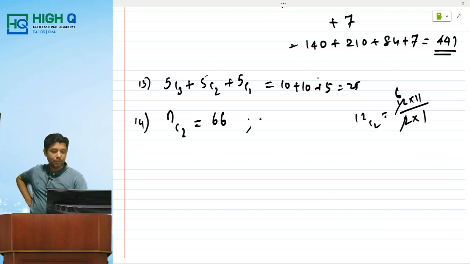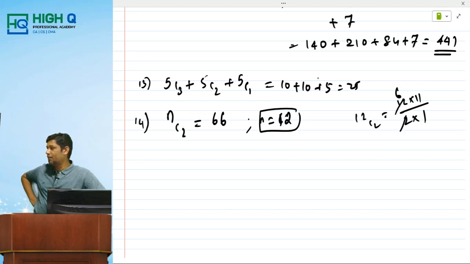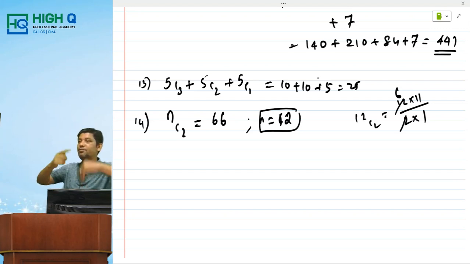So n equal to, see, if there are 12 members, how many handshakes possible, my dear? 66. So the question is actually reverse. There are 66 handshakes happening. How many people are there? So what is it, my dear? 12C2.